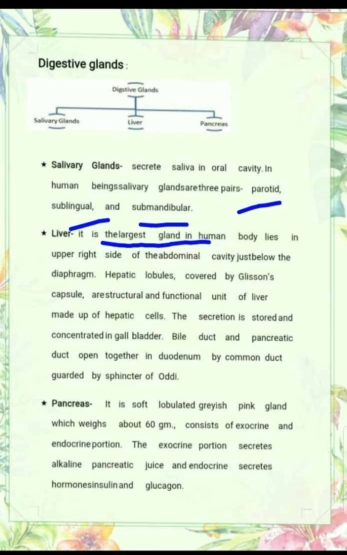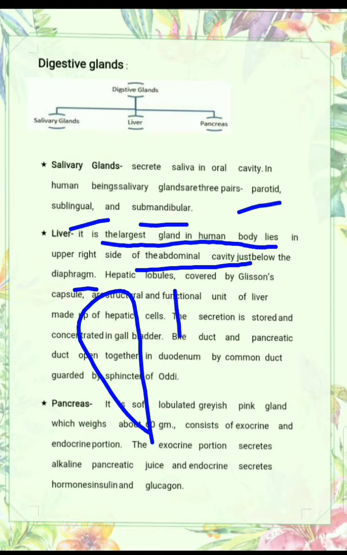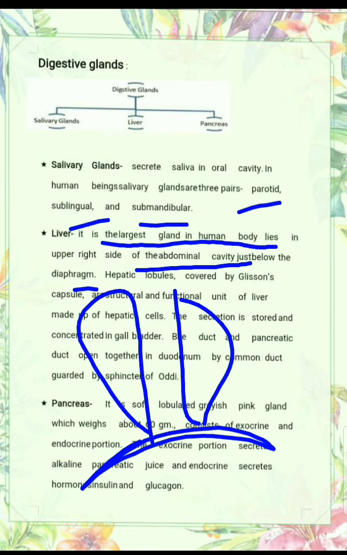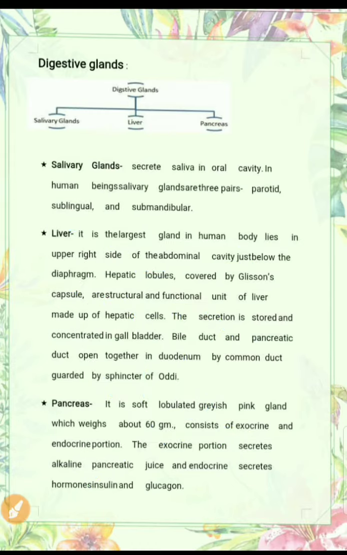It is the largest gland in the human body. Please remember that it is the largest gland in the human body and it lies in the upper right side of the abdominal cavity, just below the diaphragm. If you remember the structure of the human respiratory system, these are the lungs, and after that the diaphragm is present. So the liver is on the right side of the diaphragm. Hepatic lobules covered by Glisson's capsule are the structural and functional unit of the liver, made up of hepatic cells. The word hepatic is related to the liver.